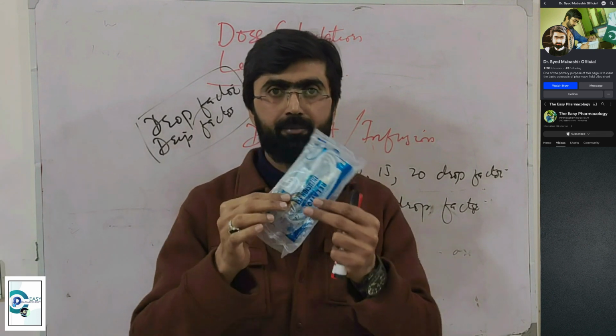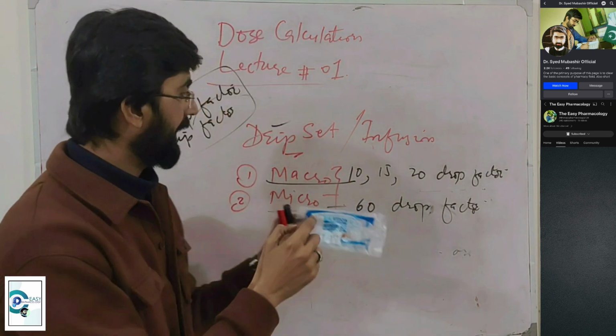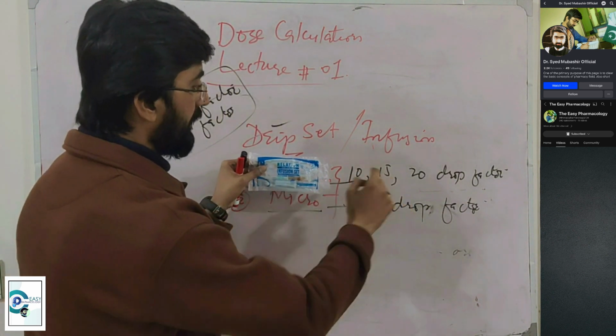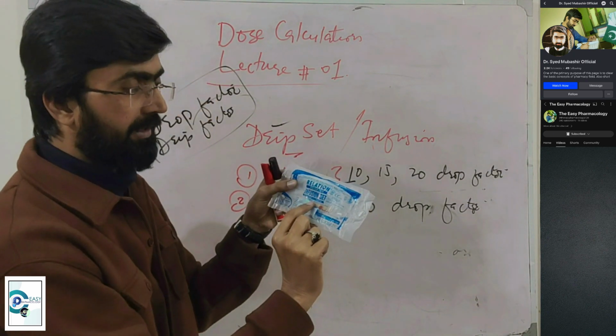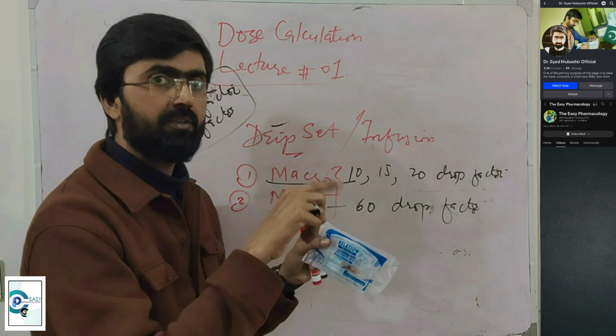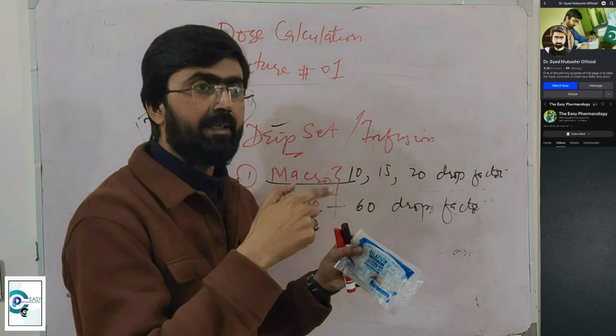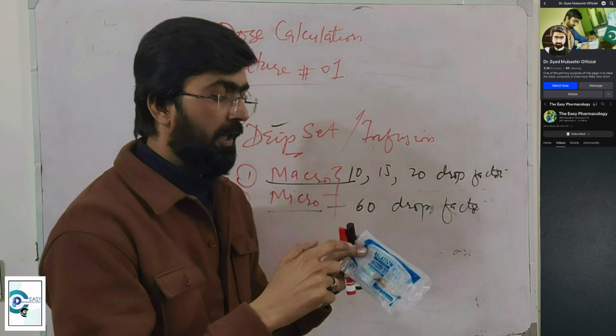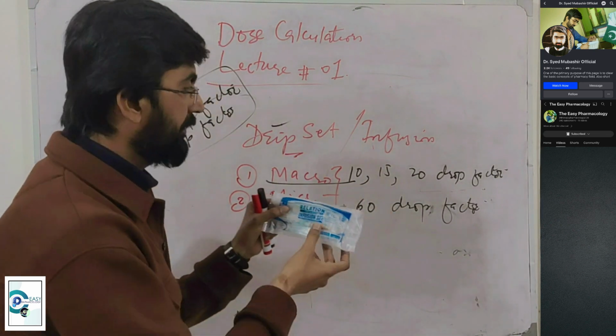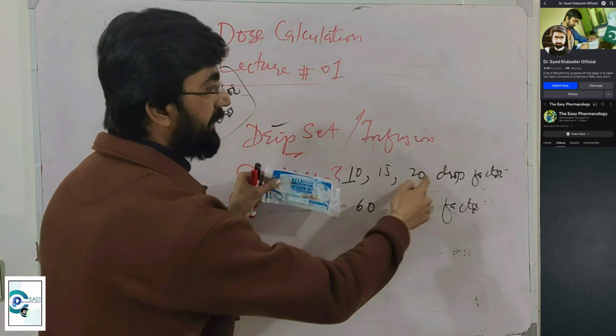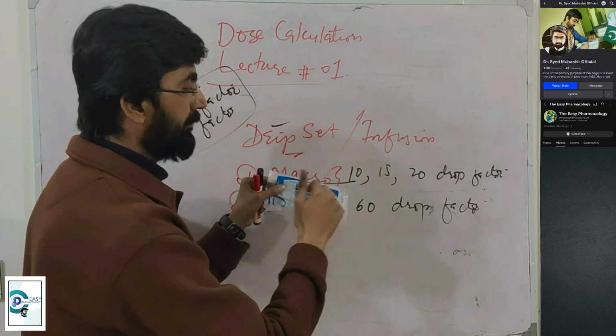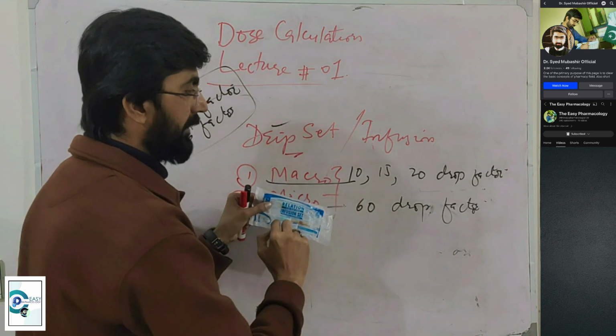So there are different drip sets. If you are using the macro drip set, 20 drops means 1 ml of the solution will contain 20 drops. There might be a different drip set which contains 50 drops per 1 ml, or 10 drops per 1 ml, or 60 drops per 1 ml.